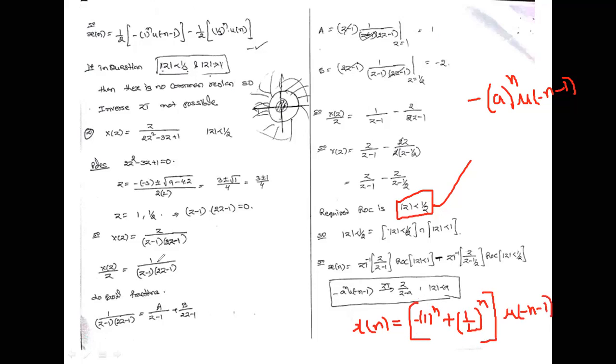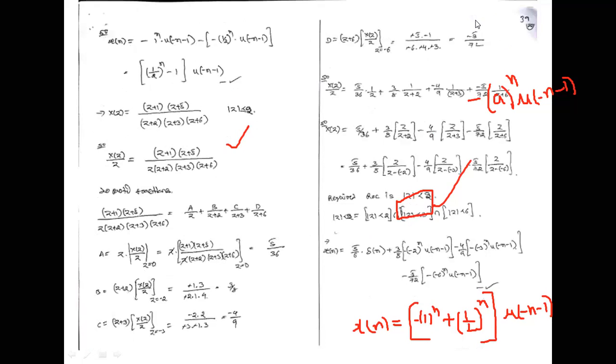This is the inverse transformation of the given function z by 2z square minus 3z plus 1, when ROC is less than 1 by 2. So the first function is minus of 1 power n mu of minus n minus 1. And for the second function, minus into minus is a plus, 1 by 2 whole power n mu of minus n minus 1. So we got the same function, 1 by 2 whole power n; minus 1 power anything is 1 only, mu of minus n minus 1. Got it, my dear students?